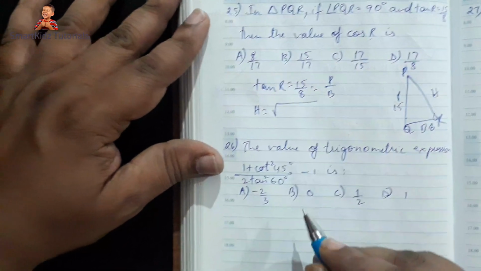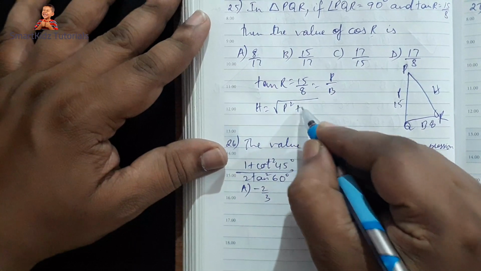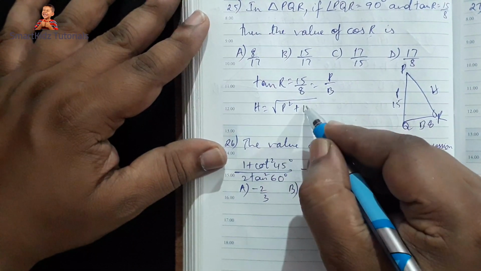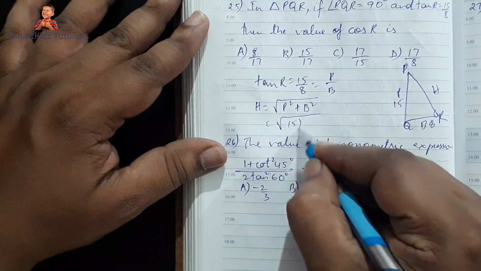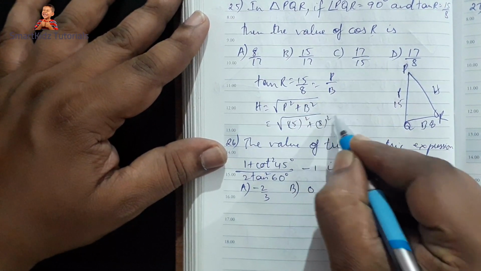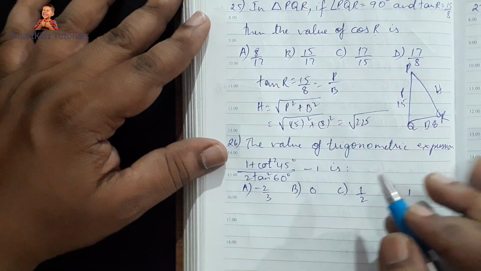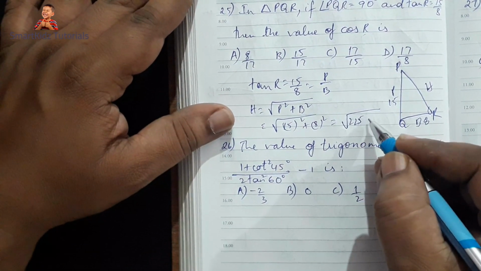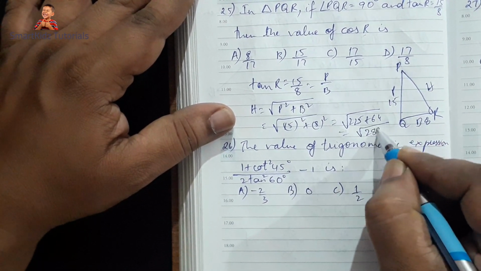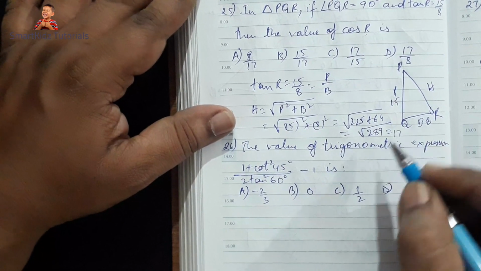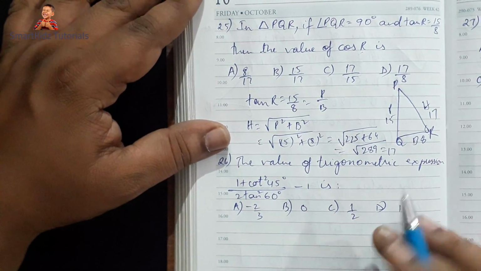So hypotenuse equal to square root of the square of the perpendicular plus the square of the base. So that would be square root of 15 square plus 8 square. So 15 square is 225 plus 8 square is 64. That will come to square root of 289, and square root of 289 is 17. Okay, which means hypotenuse is 17.